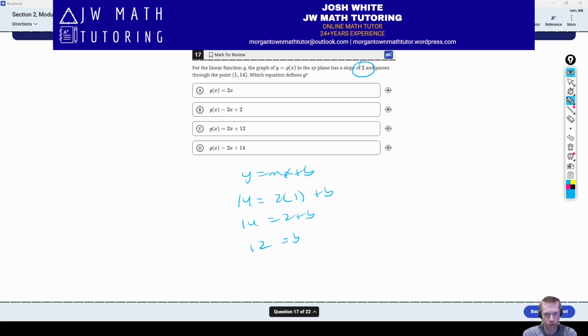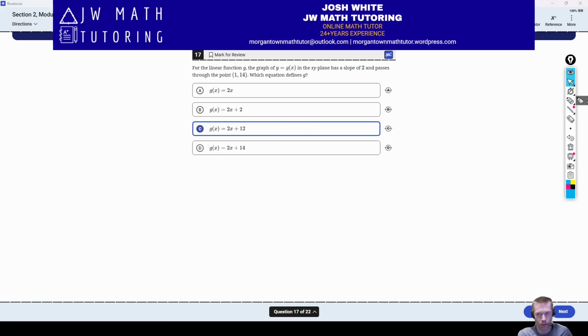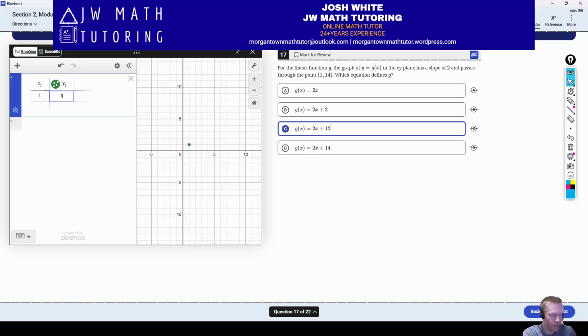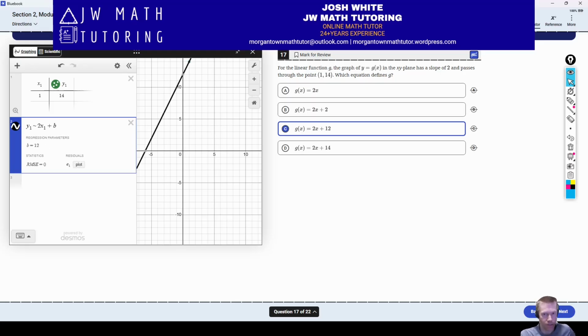So now I know the slope is 2, which all of these lines have. I know that the b has to be 12, therefore the correct answer has to be letter C. Of course, you could also go to Desmos, and we could do this quite easily. We would only type one point in the table, then you have to type the regression statement. y1 tilde, and now for m I'm going to put 2, x1 plus b. It tells me right here b is 12, therefore this confirms the correct answer is letter C, 2x plus 12.